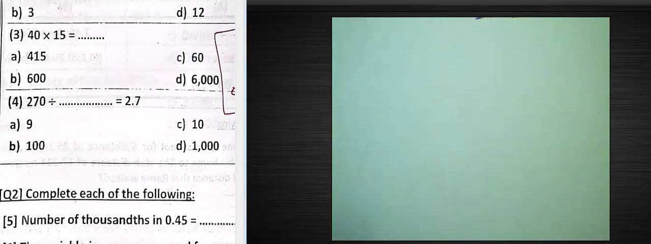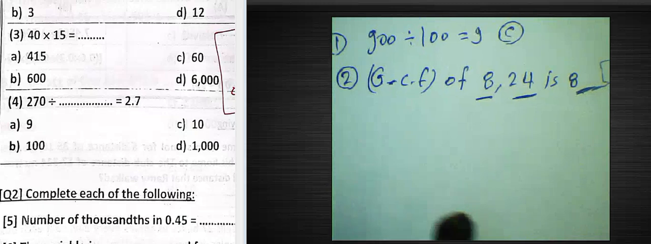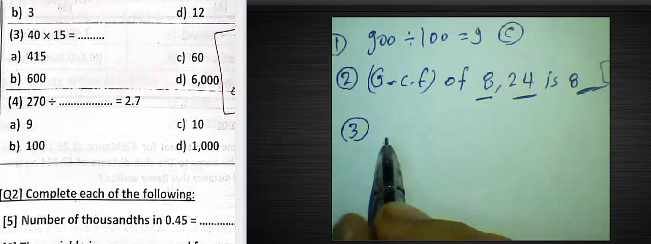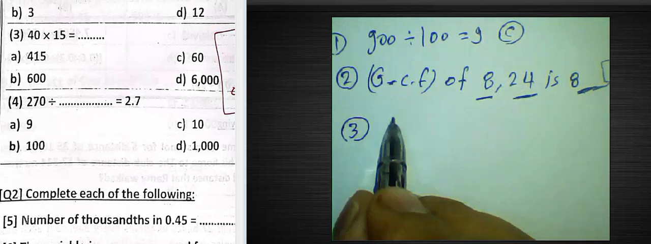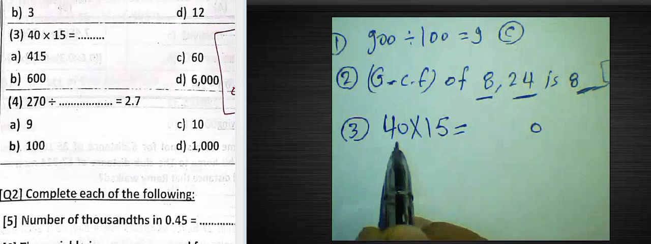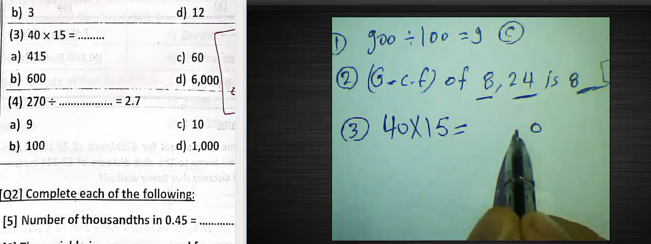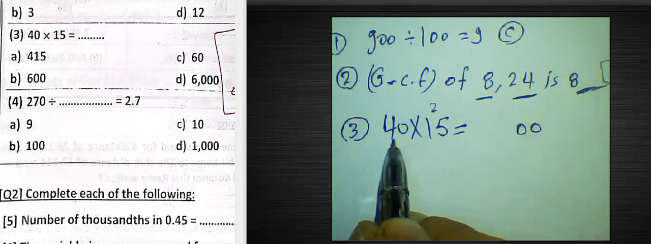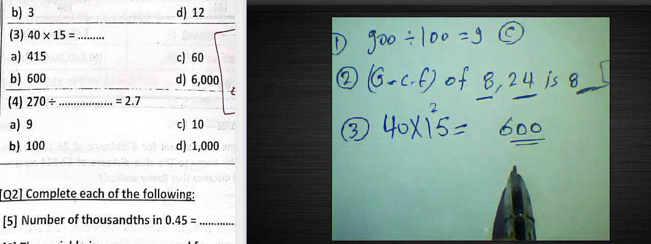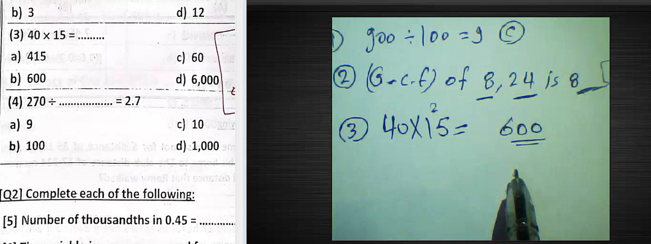Question number 3. Look at question 3. 40 multiplied by 15. We must put 0 here. 4 times 15. 4 times 5 equals 20, 0 and carry 2, then 1 times 4 equals 4 plus 2 equals 6. Then the result will be 600. We must write 600 here.